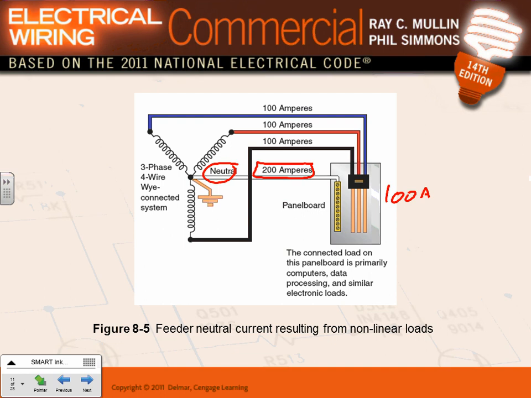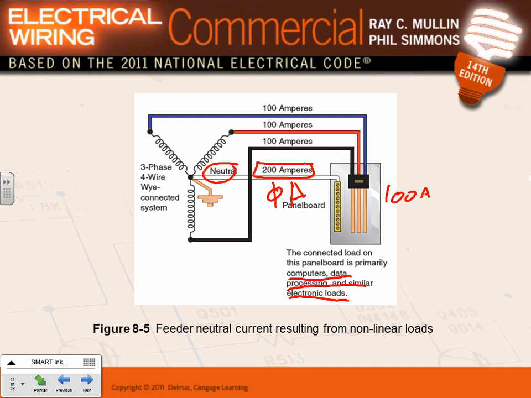Because of harmonics. The problem, guys, with this system is it's balanced. This is supposed to be zero amps, right? This is supposed to be 0 amps. But because the panelboard is primarily connected to computers, data processing, and so forth, electronics, this will create harmonics. The harmonics will add up on the neutral, unlike non-harmonics, which cancel each other. So if you're in a data center, your neutral is going to be double the size of your phase.